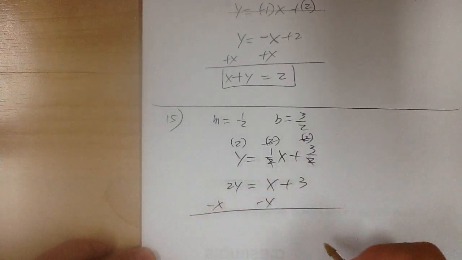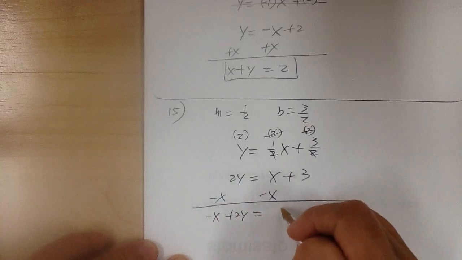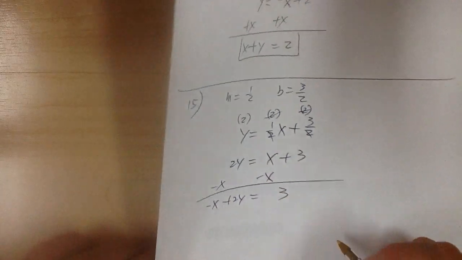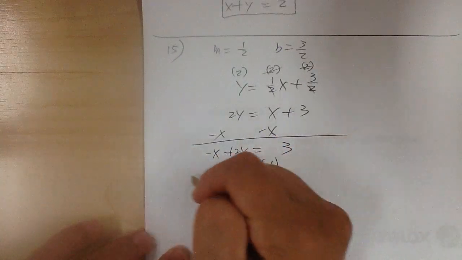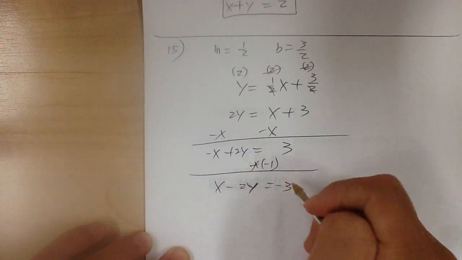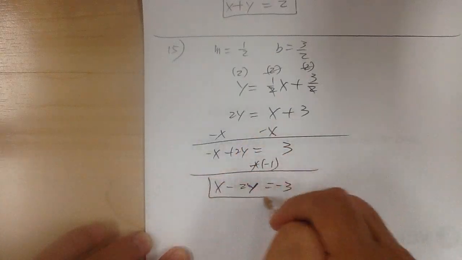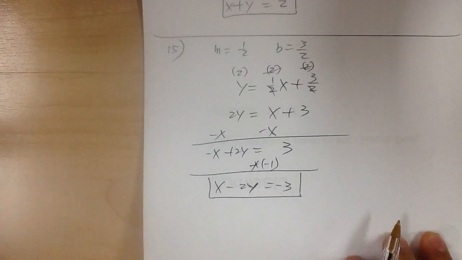So again, algebra is all about steps. Just do everything by the steps. Then again, you cannot start with a negative, so you have to multiply by -1. So you get x minus 2y equal to -3. Okay, let's go to the next one.